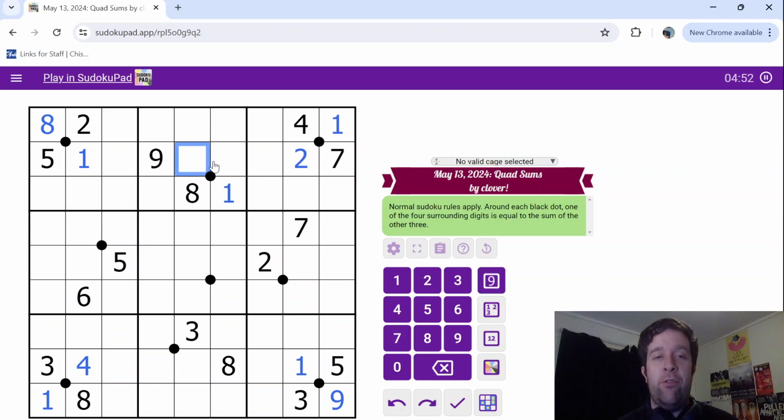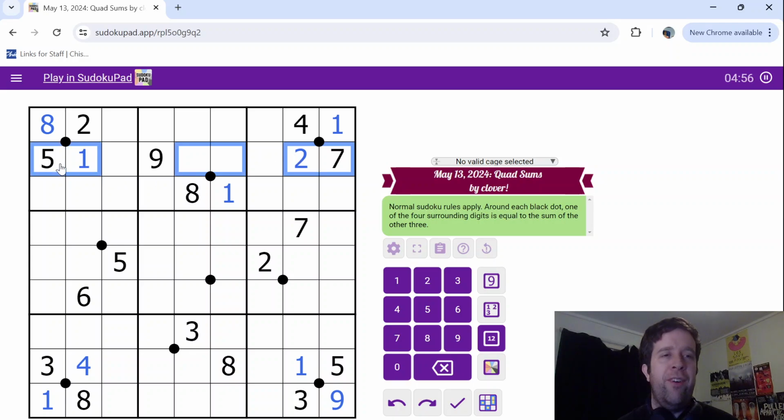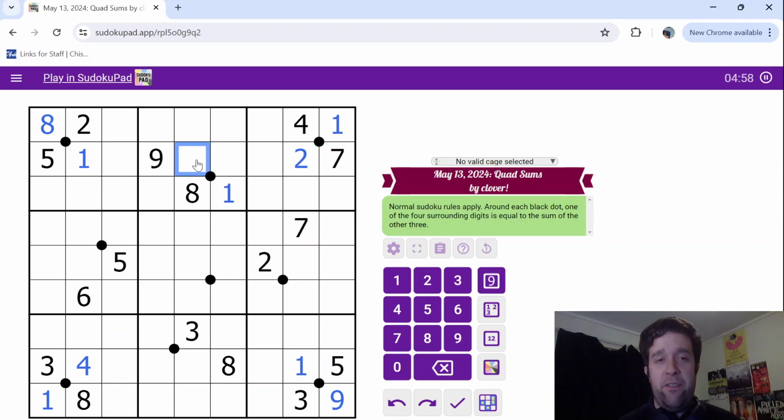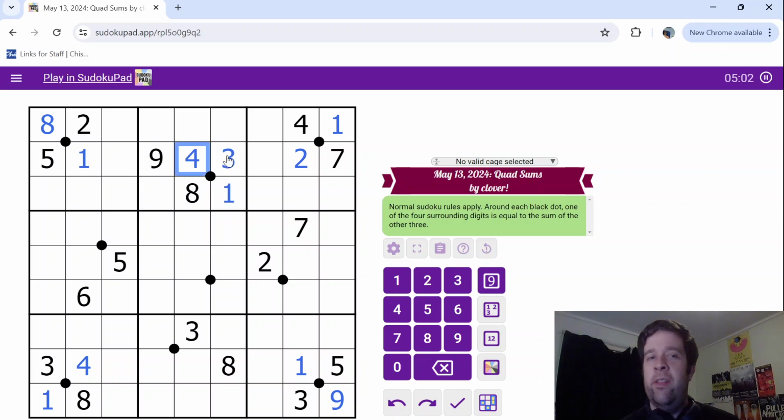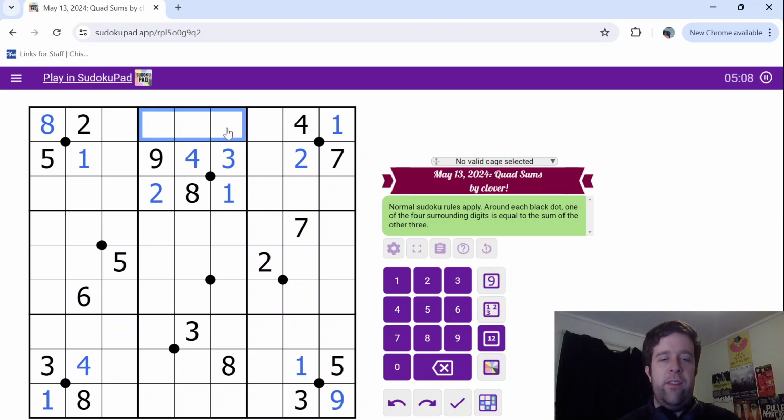We now need to make these two digits sum to 7, but they can't use 1 and 7 or 2 and 5. So this must be 3 and 5. No, 3 and 4. This 3 up here tells us how they go. The 2 over here tells us that 2 must go down there. This is now 5, 6, 7. This is 3 and 9.